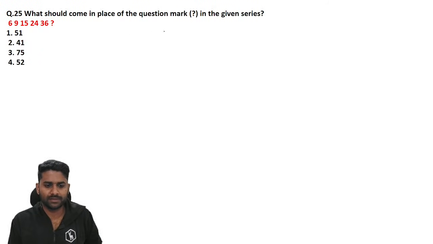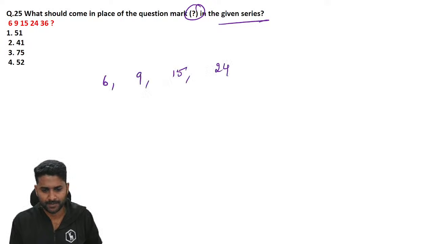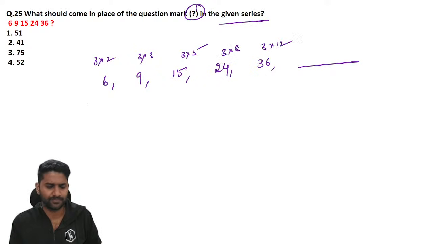So what should come in the place of question mark in the given series? 6, 9, 15, 24, 36, dash. So here, 3 into 2, 3 into 3, 3 into 5, 3 into 8, 3 into 12.